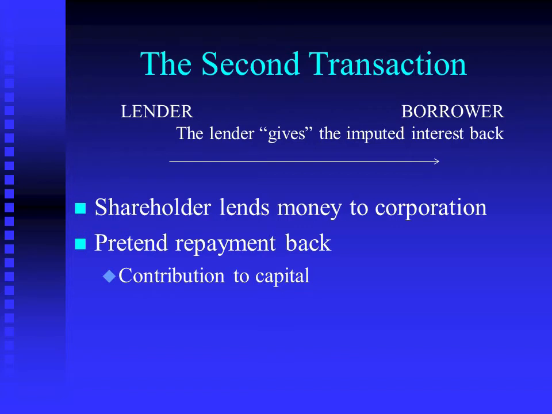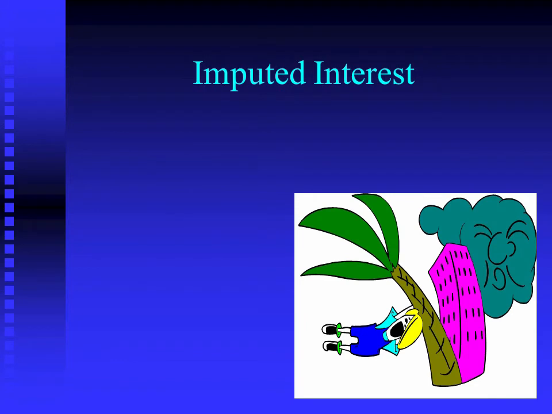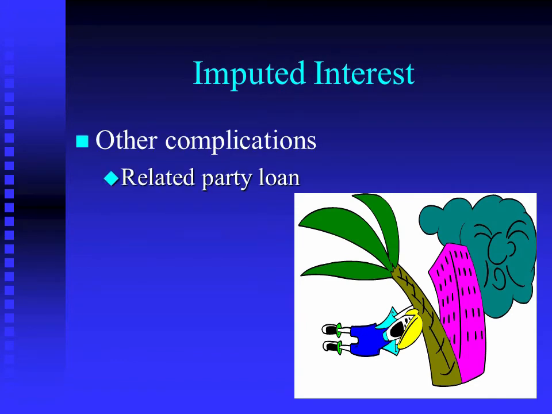So now the pretend repayment back is simply a contribution to capital, which is normally what happens when shareholders give money to corporations. What is it? It's a contribution to capital. So no income or deduction to either party, and the shareholder does get a basis increase, right? Because they paid taxes on the fake interest. So when they give the fake interest back, it increases their basis in the corporate stock.